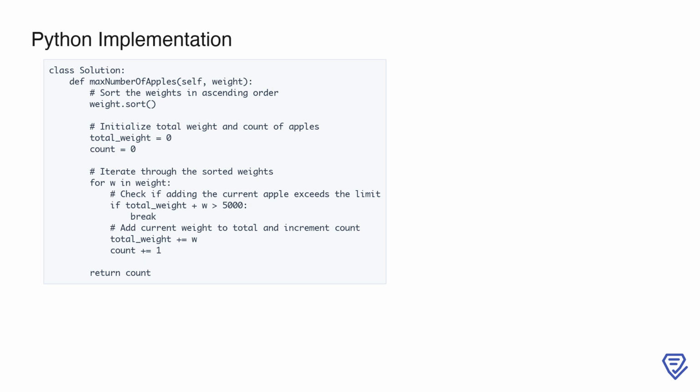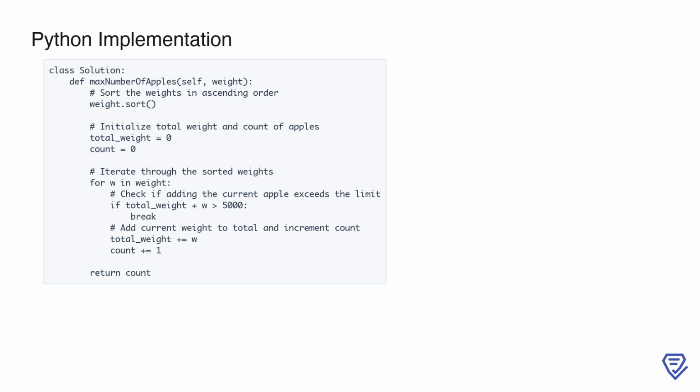2. Initialization of variables. Two variables are initialized to keep track of the total weight, total_weight, of apples added to the basket and the count of apples that fit. Both start at 0. 3. Iterating through the weights. Using a for loop, the code iterates through the sorted list of weights. For each apple's weight, it checks whether adding the current apple would exceed the weight limit of 5,000 units. 4. Breaking the loop. If adding the current apple's weight would exceed the limit, the loop breaks immediately. This is an optimization to stop unnecessary iterations once the basket is full.